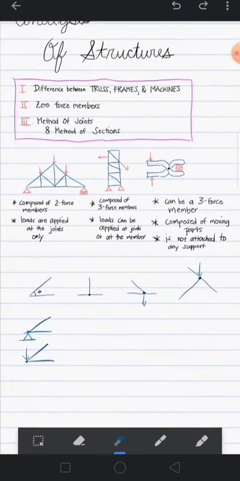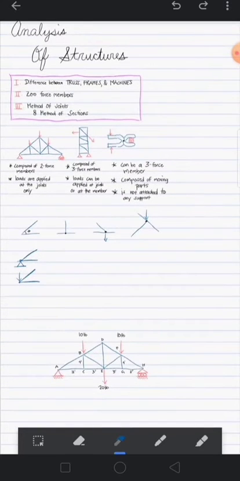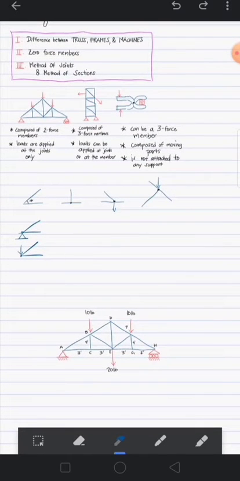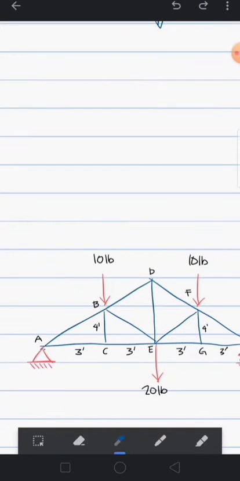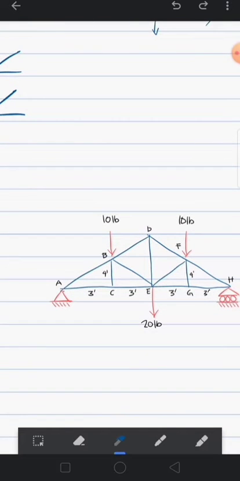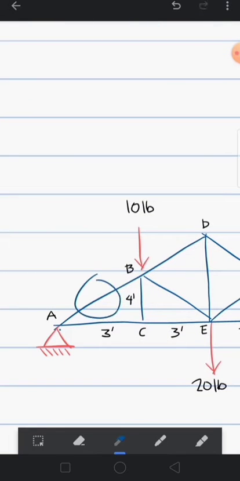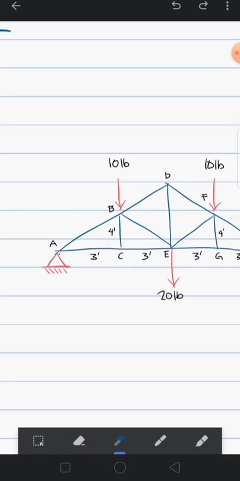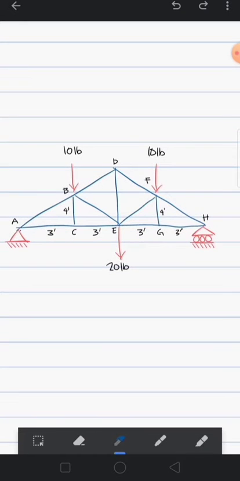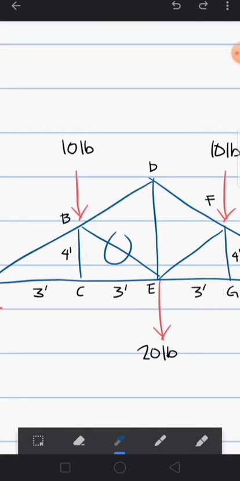Then the third topic we're gonna talk about is the method of joints and method of sections. This method of joints and method of sections is just a method to solve what is the force on that specific member. Let's say I want to know what is the force in this member AB. I can use method of joints or method of sections depending on what I want and what takes less time. Ba? Kaya what if pasolbon ko what is the force in member BE?